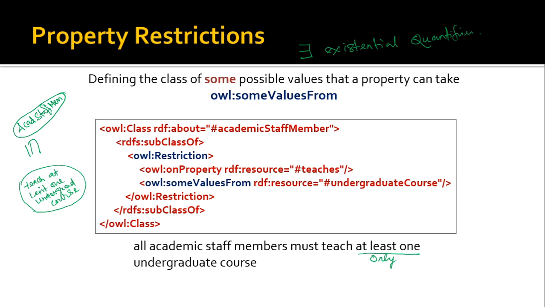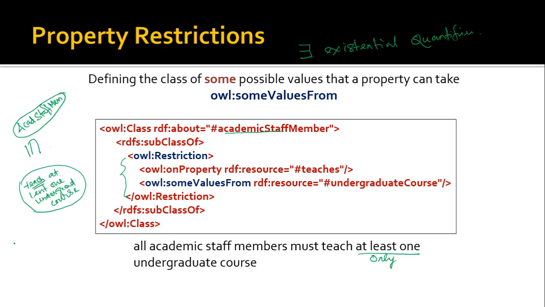So we are using the teaches relation for this and we are defining this academic staff member. This academic staff member is a subclass of one anonymous class, and this anonymous class is a restriction class, and the first thing is on which property we are putting the restriction, which is teaches, right?